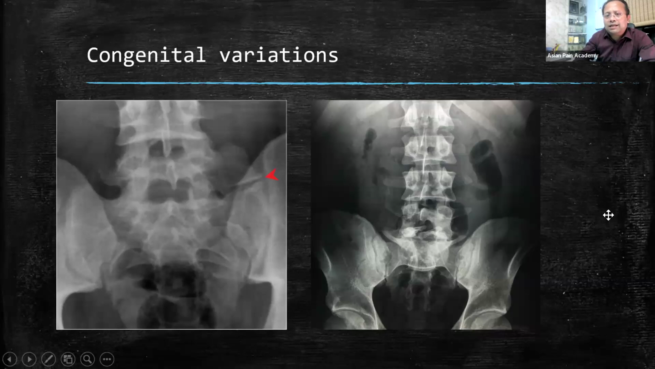Okay, and sometimes if you see an AP X-ray, there is a spina bifida. These are not a cause of pain, these are normal for that patient, congenital variation. Okay.